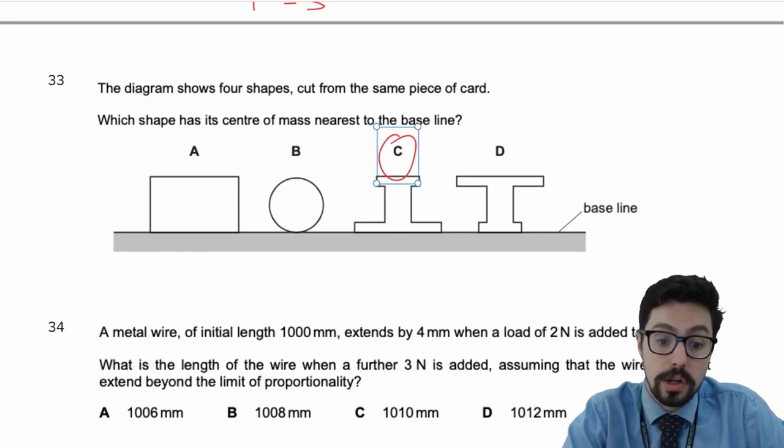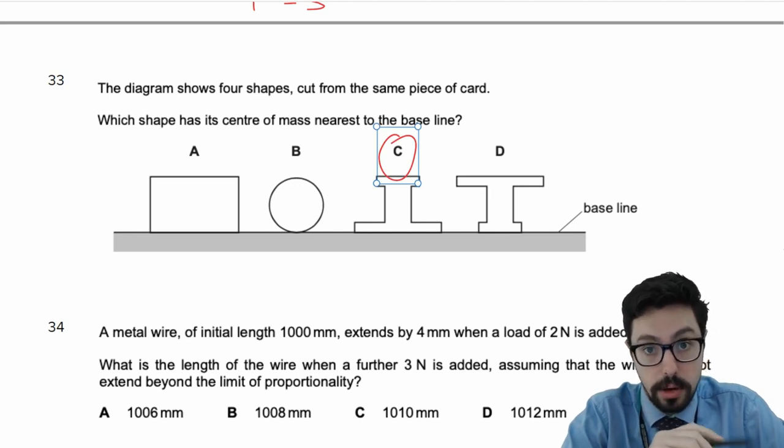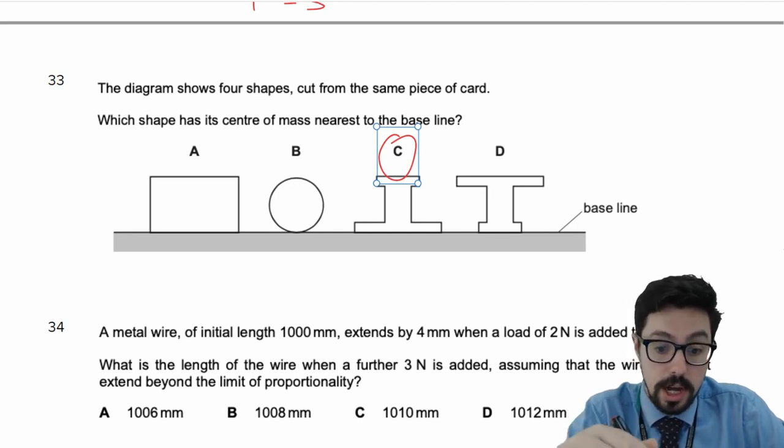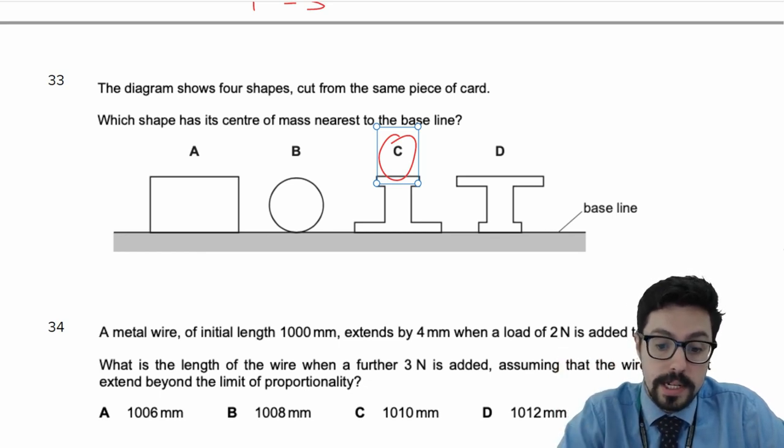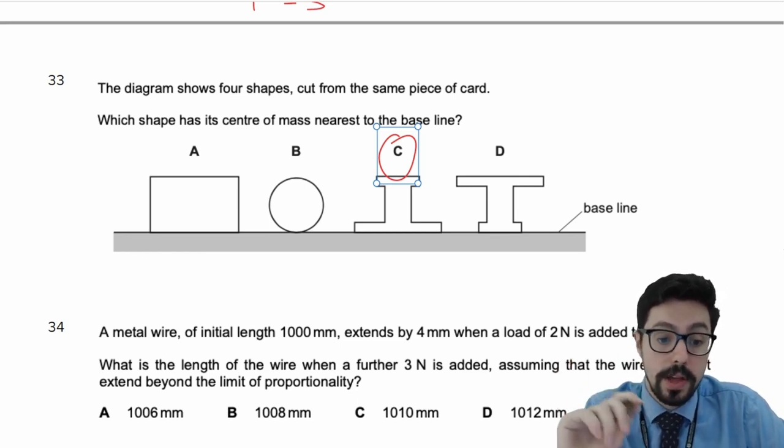A, we've got lots of mass near the top and lots of mass near the bottom. Okay, B is a circle, so again, it's evenly distributed between the top and the bottom. But in C, we've definitely got more mass at the bottom than we have at the top. So its center of mass will be lower than the others, so the answer will be C.